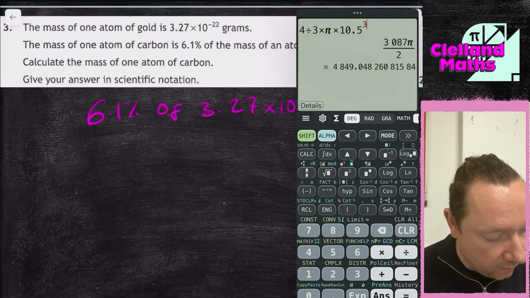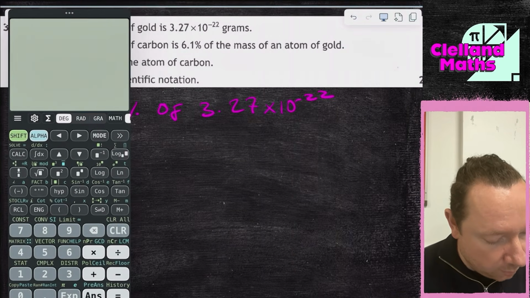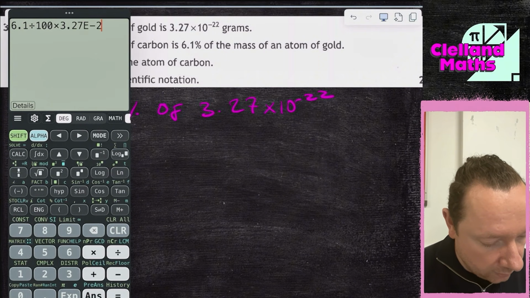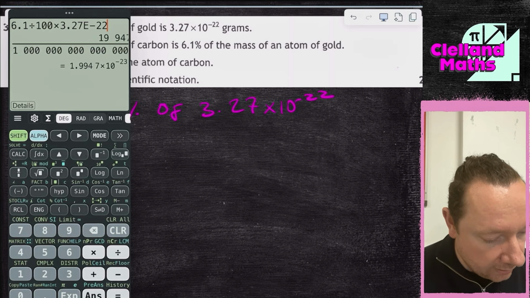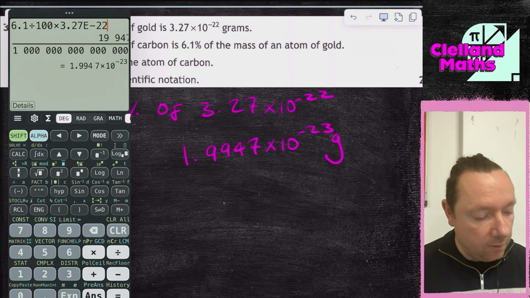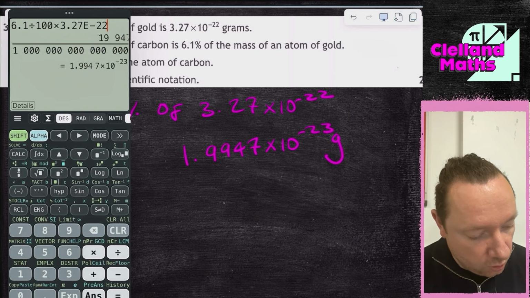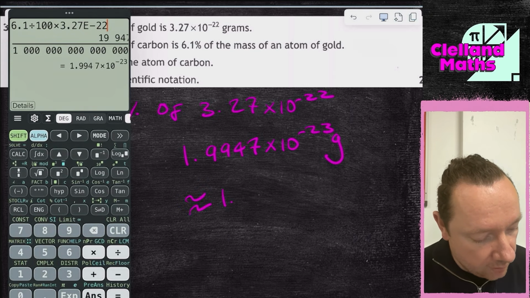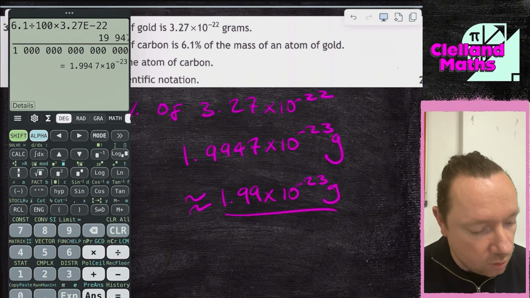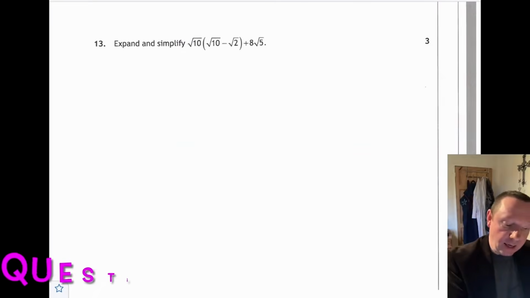So in a calculator to do that, I just do 6.1 divided by 100, times 3.27 times 10 to the power of minus 22. And it gives me an answer of 1.9947 times 10 to the minus 23 grams. Now I could maybe round that if I want to about 2 or 1.99, but unrounded it doesn't make a difference because you're not getting asked to round. So we're done there. Expand and simplify.